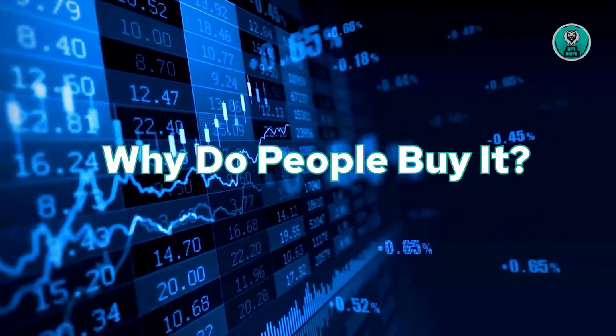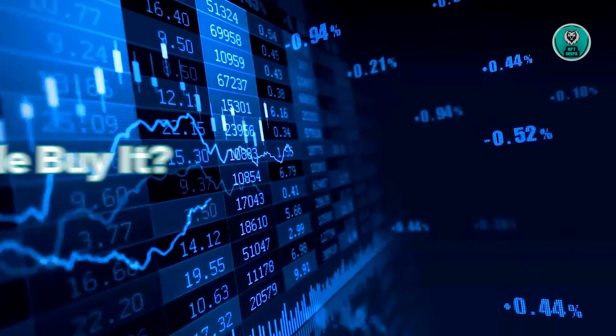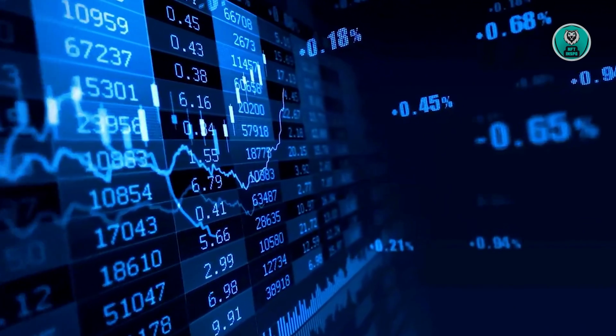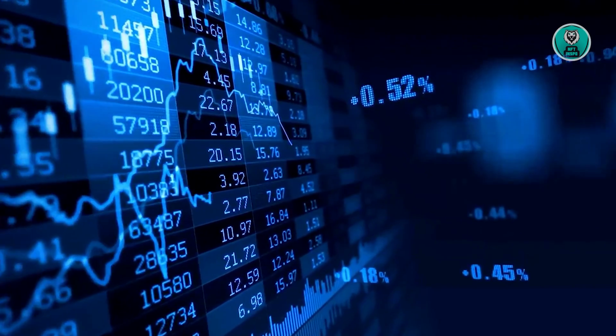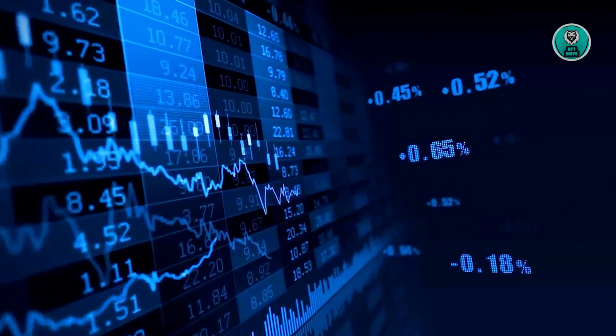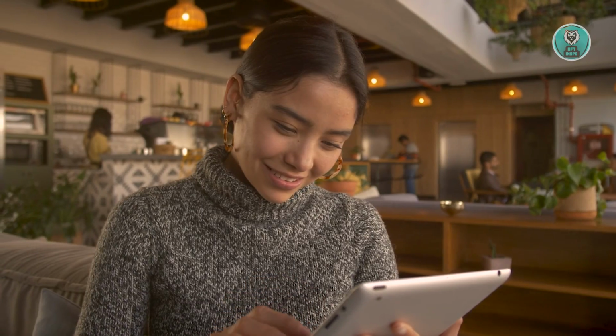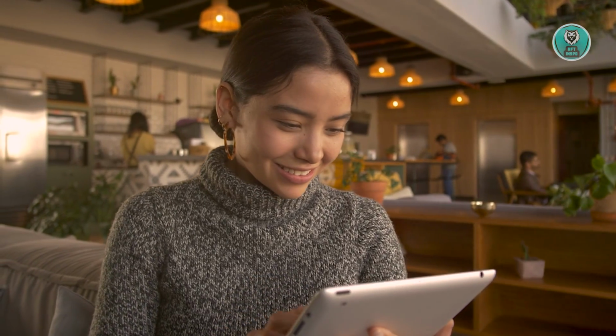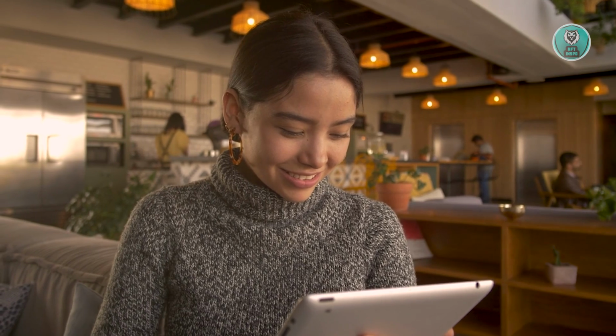Now, why do people buy it? So this ETF is popular with investors who want stability, especially during economic slowdowns. Since US Treasury bonds are backed by the government, they're considered one of the safest types of investments out there. TLT lets you tap into the safety net while still being able to trade it like a regular stock.